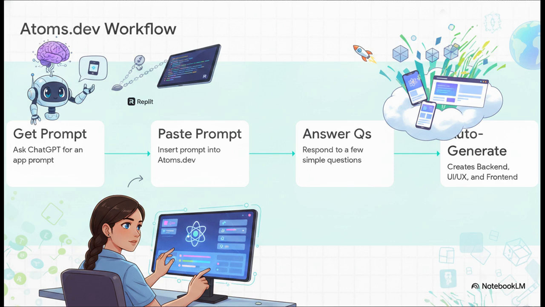Step 1, get a prompt from ChatGPT. Step 2, paste it into atoms.dev. Step 3, answer a few simple questions. And step 4, it auto-generates the backend, the UI/UX, and the front end. Actually, scratch that, it doesn't just auto-generate it. It makes the whole process so easy that building an app is completely within your reach.